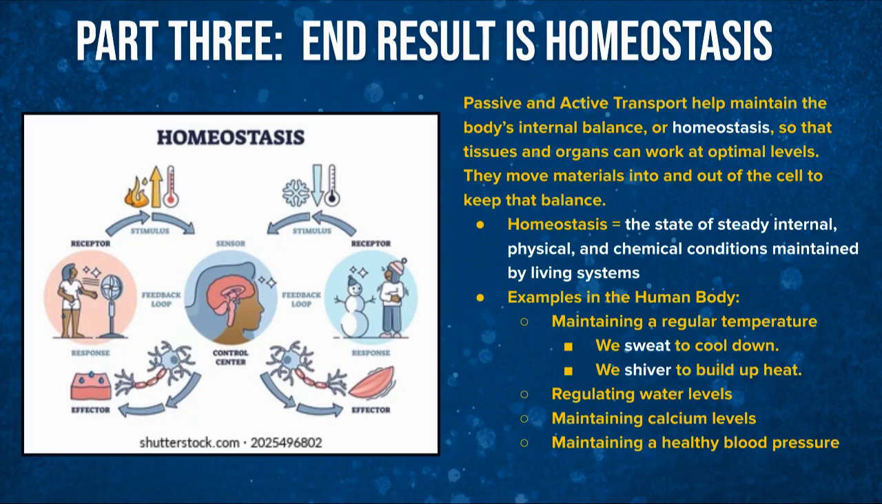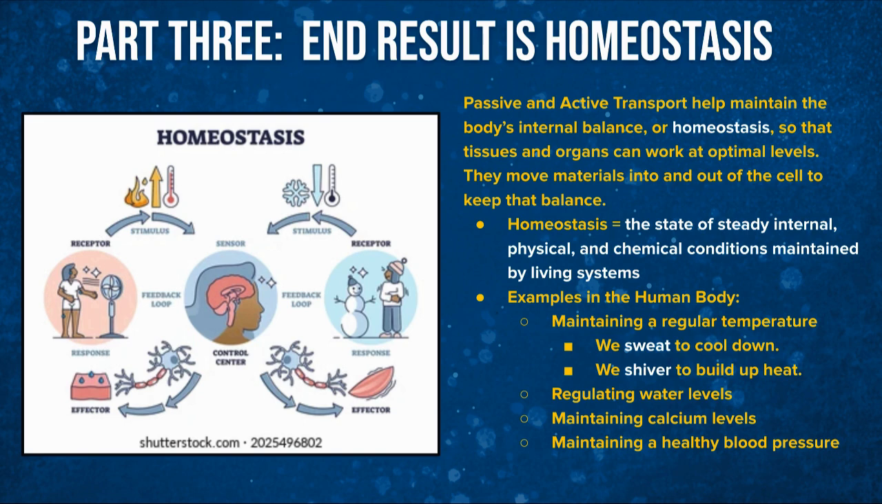So the end result of all of this is homeostasis. So the main reason why cells undergo passive and active transport is to help them maintain balance within their cells. So they're moving things constantly across their cell membranes so that they can maintain balance. All right. So the tissues and organs that these cells make up can work at their optimal level. And that's all homeostasis is, the state of steady internal physical and chemical conditions maintained by living systems.